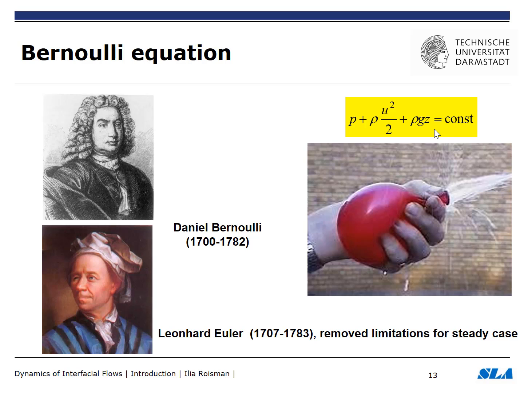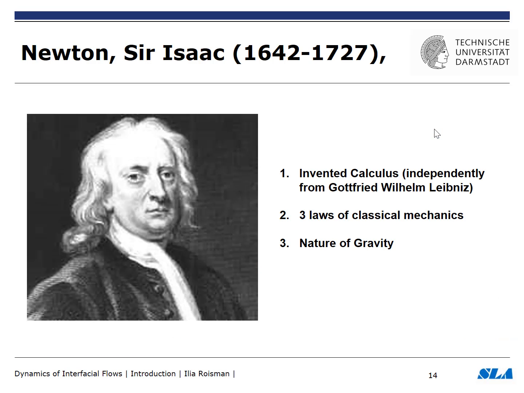Okay, but it often happens in science that the final form of an equation has been formulated not by the original author but by a student, here Leonhard Euler, Bernoulli's student. This is also a Swiss mathematician, and he removed the limitation to the steady case of the Bernoulli equation. But don't worry about Euler, he left his name for history and for us. His name is also well known.